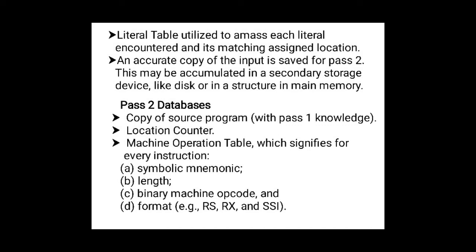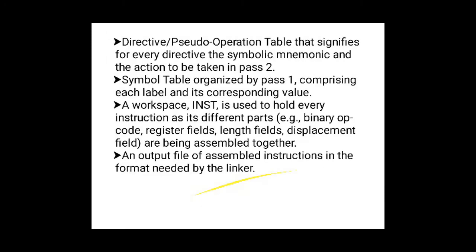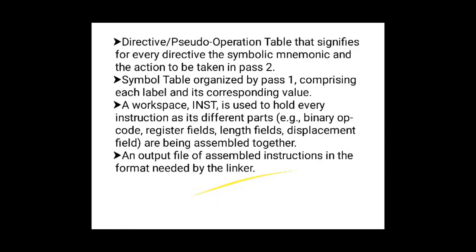The symbol table is used to store each label and its equivalent value. Then we use the literal table, which is utilized to store each literal and its location. An accurate copy of the input is saved for pass 2. This may be accumulated in a secondary storage device like disk, or in a structure, or it may be in main memory, primary or secondary. So that's about the databases for pass 1.